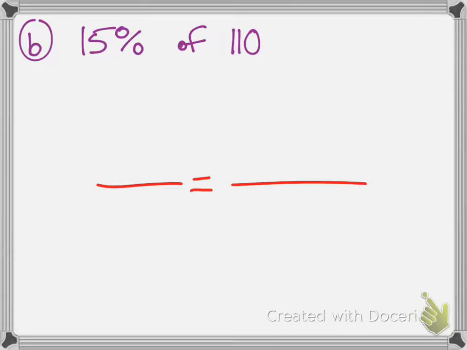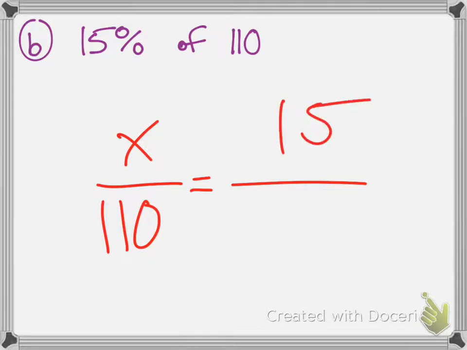What about this one? 15% of 110. Do we have an is? No, so it's an X. Do we have an of? Yeah, so it's 110. Do we have our percent? Yes, it's 15. And do we have our bottom? It's always 100.